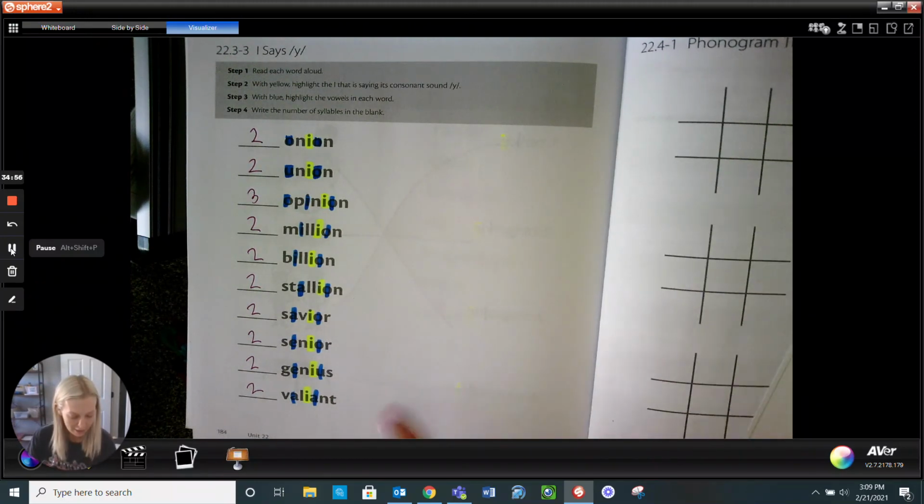But when I says Y, is it a vowel or a consonant? It's a consonant. Very good. How do you know it's a consonant? Because it is a sound that is blocked. Y cannot be sung. It does not create another syllable.